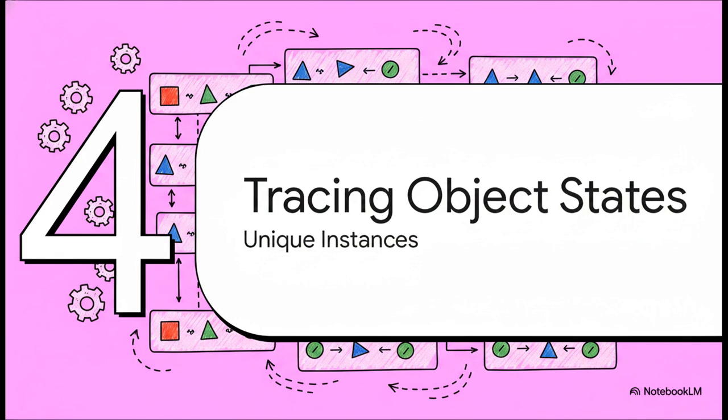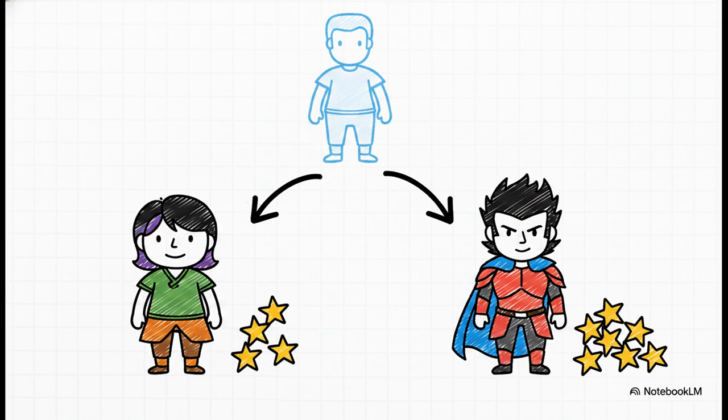Which leads us perfectly into Section 4, Tracing Unique Object States. Imagine we're building a video game. We have a blueprint, which is our player class. We create our first player, P1, named Ava, with a score of 10. Then we immediately create a second player, P2, named Ben, with a score of 25. The constructor is called once for Ava, and then completely separately again for Ben.